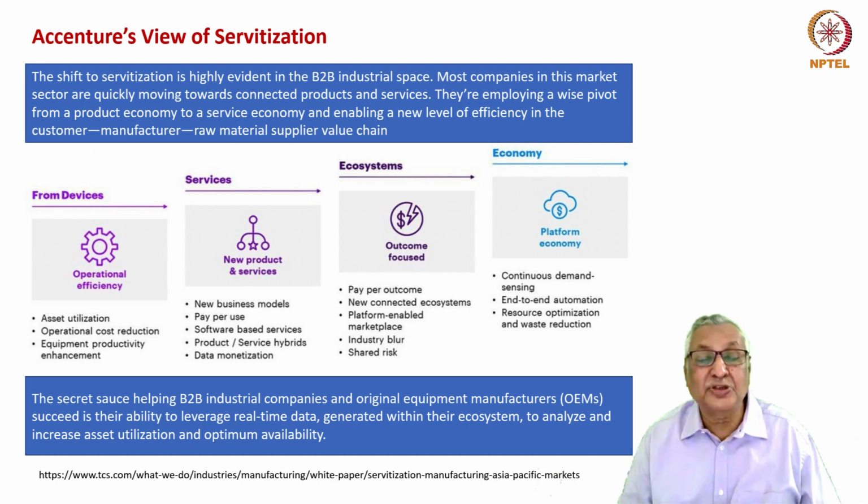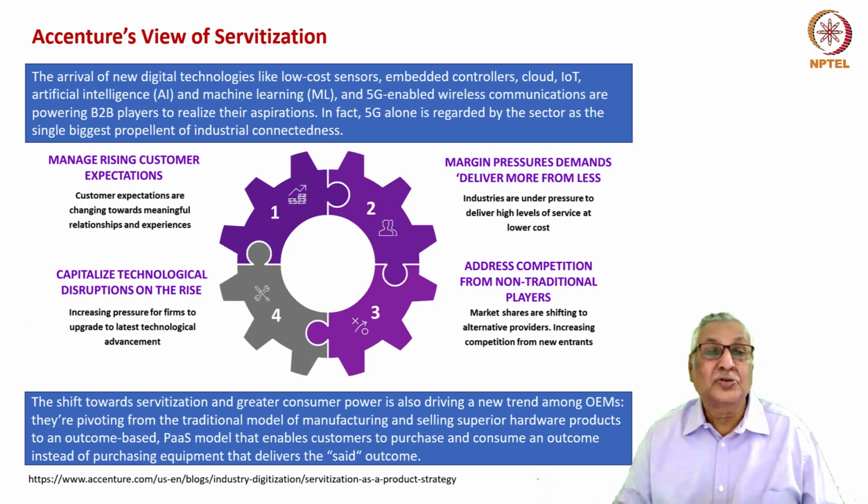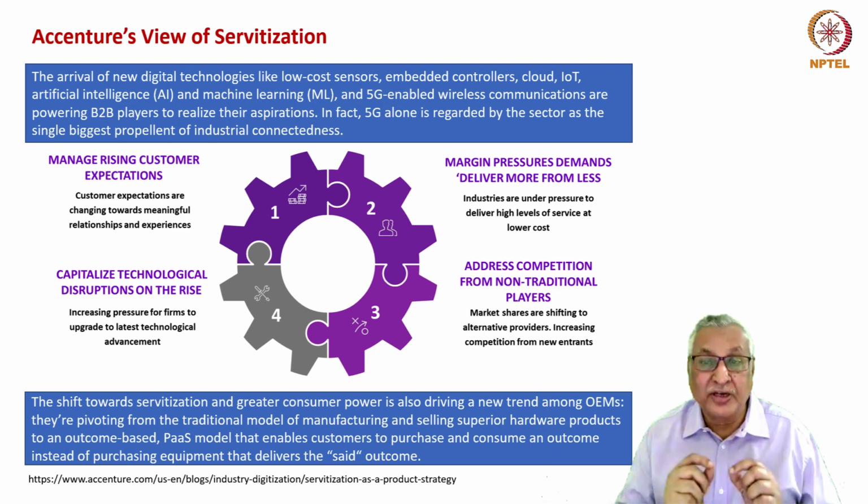The secret sauce that is helping B2B industrial companies and original equipment manufacturers to succeed in this servitization mission is their ability to leverage real-time data generated within their ecosystem to analyze and increase asset utilization and ensure optimum availability. And the trillions of data bytes that are generated are continuously captured and analyzed to provide better services and better product design for the future. So, the arrival of new digital technologies like low cost sensors, embedded controllers, cloud, IoT, artificial intelligence, and machine learning, as well as 5G enabled wireless communications, are powering B2B players to realize their aspirations. In fact, the industry believes that 5G alone is the single biggest propellant of industrial connectedness.